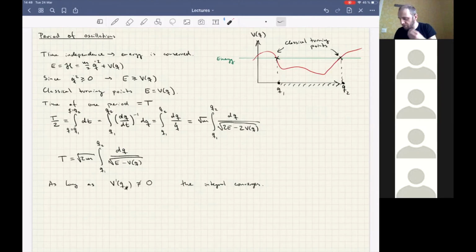So if the unstable equilibrium is the classical turning point, then essentially your time to reach that turning point, or to go away from it equivalently, is going to go to infinity.